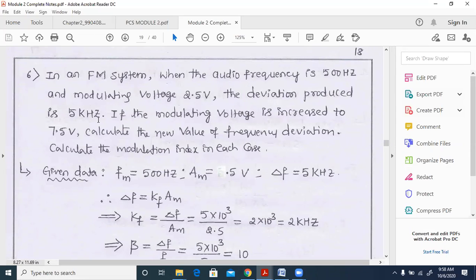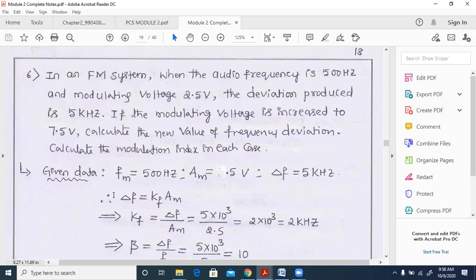If the modulating voltage is increased to 7.5 from 2.5, calculate the new value of the frequency deviation and calculate the modulation index in each case. So let us find the modulation index in the first case, and then we can go for the second case. Fm is 500 hertz, Am is 2.5. Del F is 5 kilohertz.